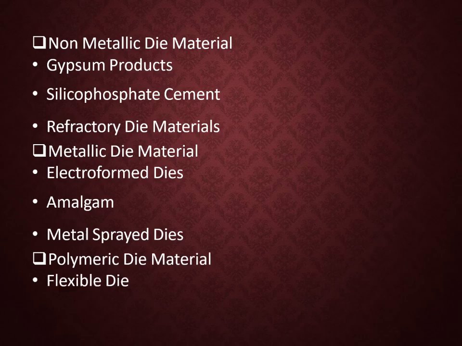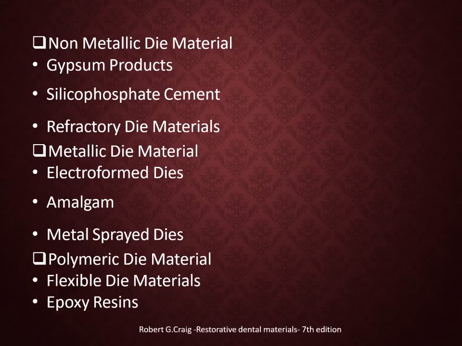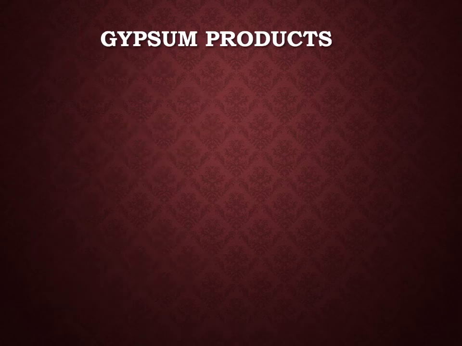Classification. It is classified as non-metallic die material, which includes gypsum products, silicophosphate cement, and refractory die materials; metallic die materials, which include electroformed dyes, amalgam, and metal sprayed dyes; and polymeric die materials, which include flexible die material, epoxy resin, and also CAD-CAM materials.